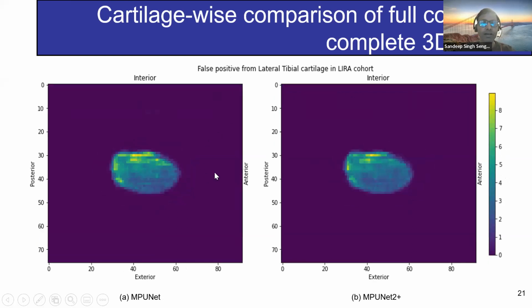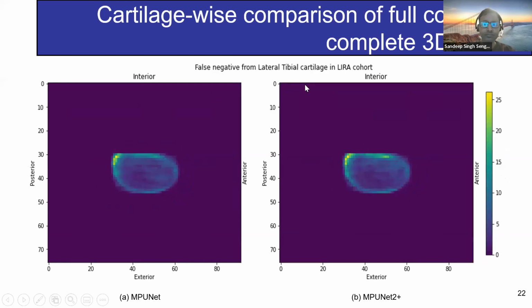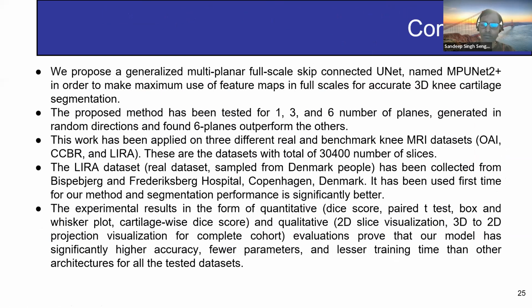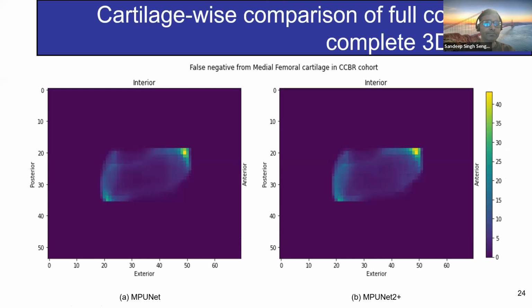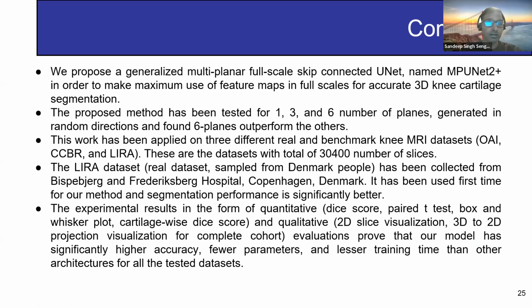And the same for the lateral tibial cartilage, right? So for all the cartilages we have performed the experiment, and in all cases we can see MPUNet 2 plus is performing better than MPUNet. Now this is the conclusion for this work. We have applied this method on 30,400 slices, for different planes, and we have done lots of quantitative and qualitative evaluation for the performance.